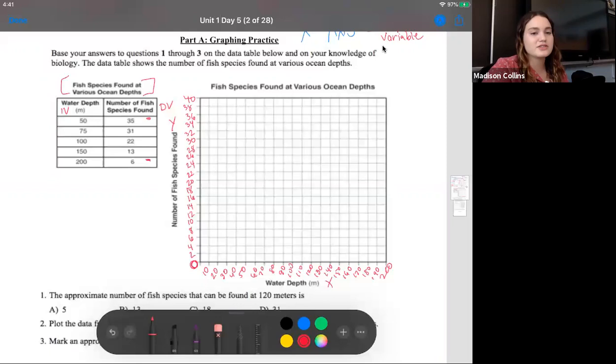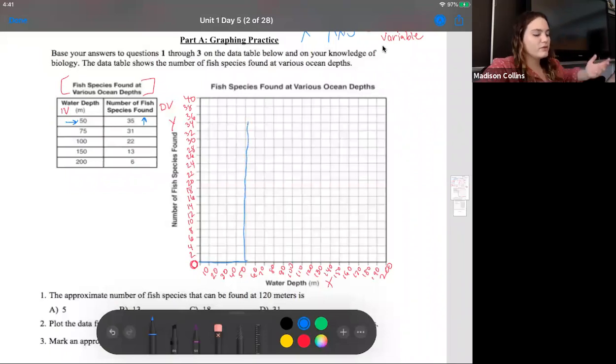So the next thing we need to do is graph our data points. So the very first data point we're dealing with is a water depth of 50 meters, and then we have 35 fish species found. So remember, we're going to go over 50 spaces on the x-axis and up 35 spaces on the y. So we're gonna go over 50 and then up 35. So let's go up to 35.